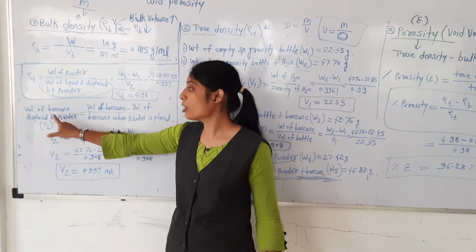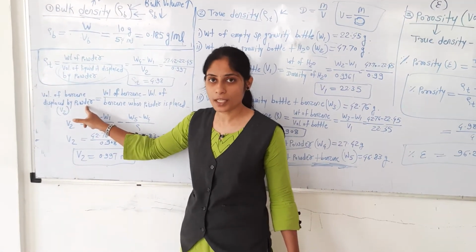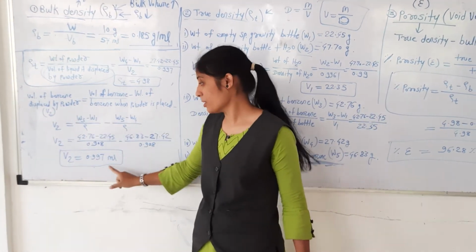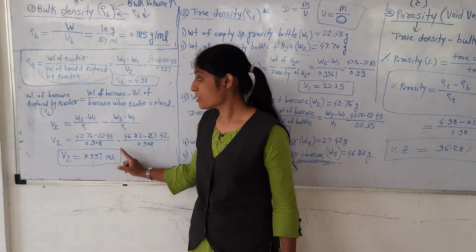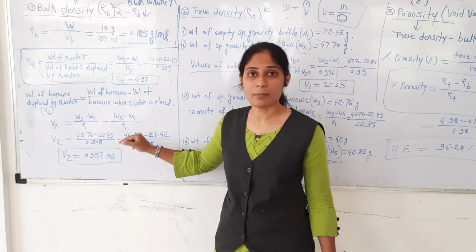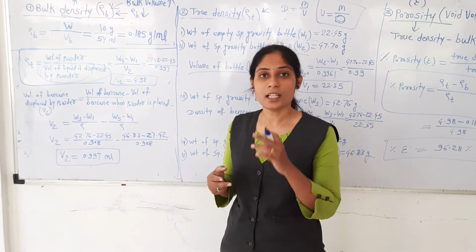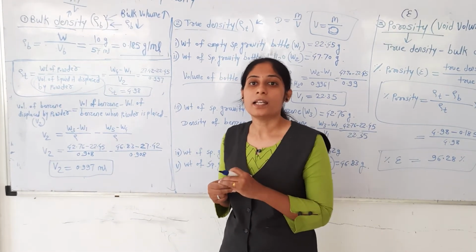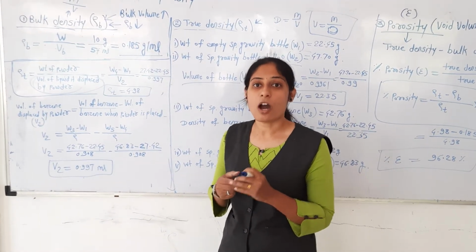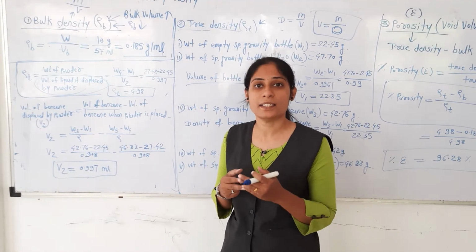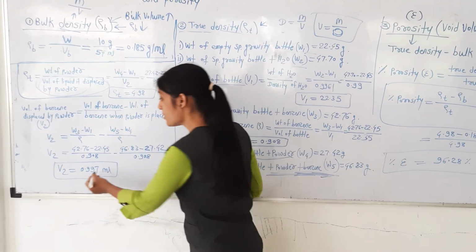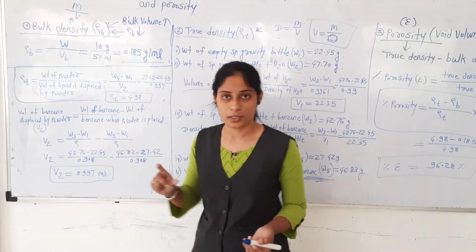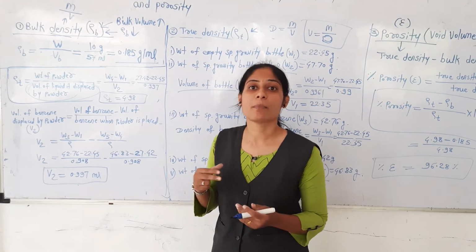V2 means the volume of benzene displaced by the powder sample. Means this much volume the benzene sample occupied while the powder sample was present, when we filled the specific gravity bottle with the powder sample and then added the liquid sample. So how much volume of liquid sample is present in that specific gravity bottle? That is 0.997 ml, the volume of benzene present in that bottle. And the remaining volume is the powder sample volume.